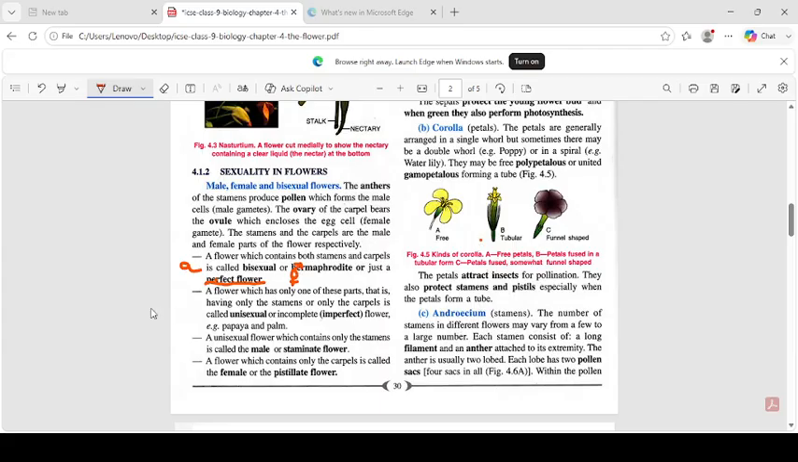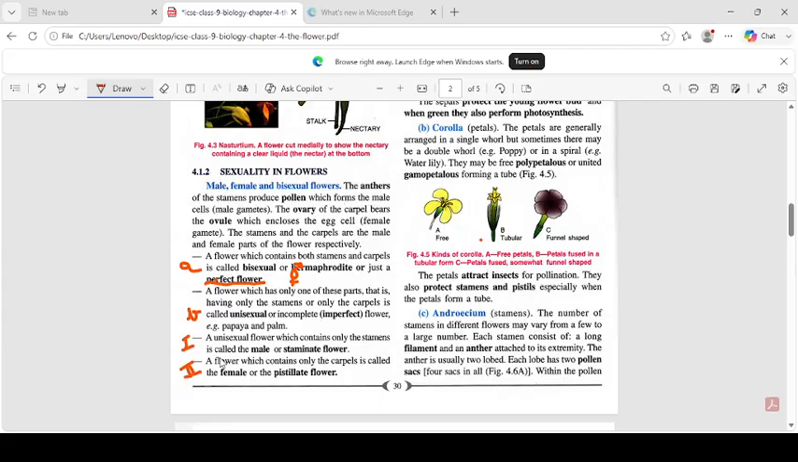Next, we are moving with the unisexual flower. So, if a flower consists of either stamen or carpel, it is called unisexual. And these unisexual flowers will be of two types. It could be staminate if it consists of only stamen. It could be pistillate if it consists of only pistil.